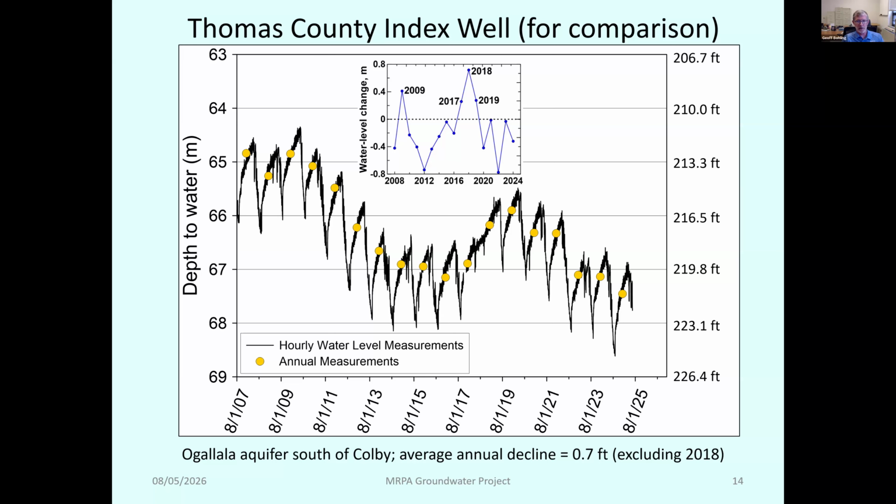We have no evidence for anything like that in Mr. Paul. So this has an average annual decline rate of about 0.7 feet, excluding 2018, which was a really anomalous year due to a hailstorm, and basically there was no irrigation that year.